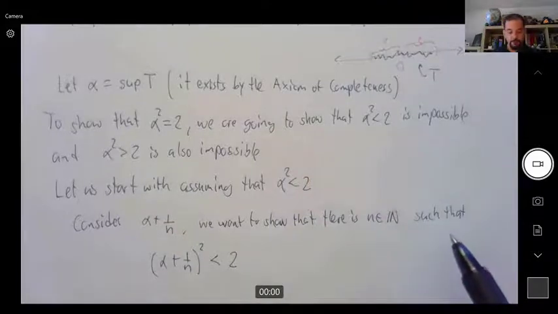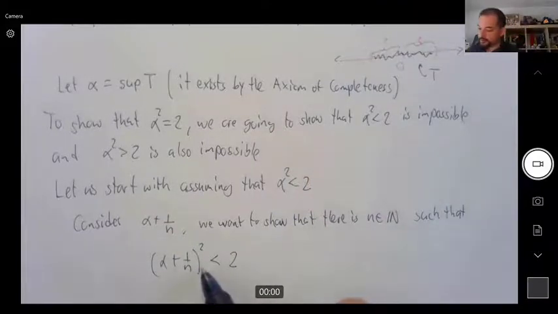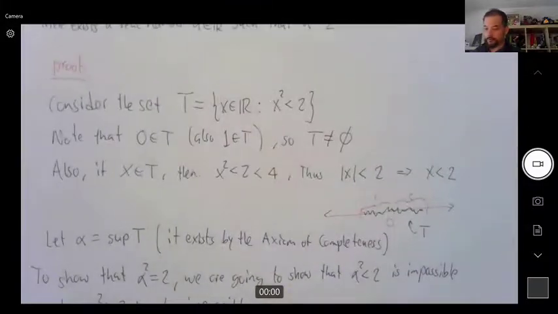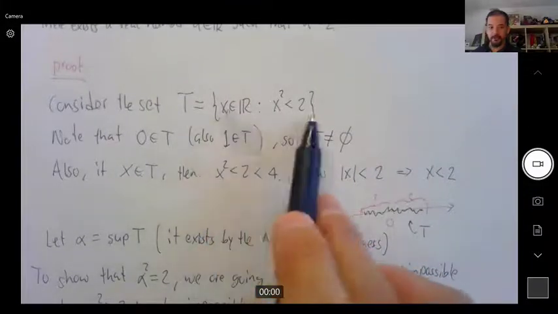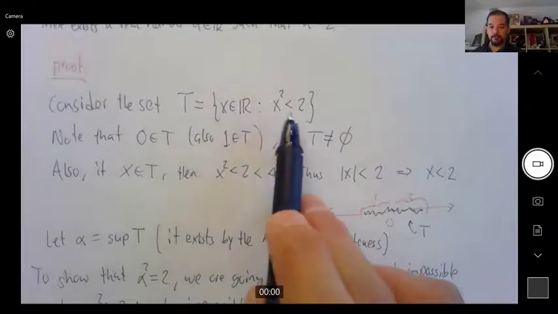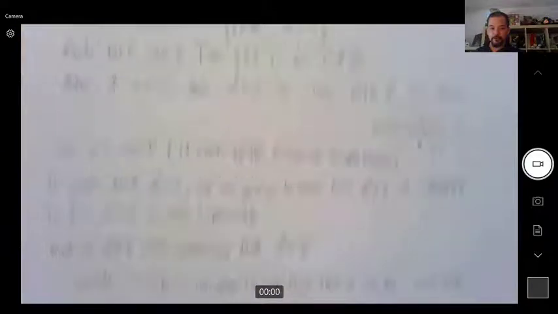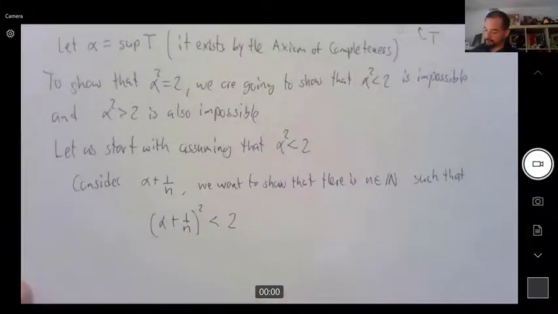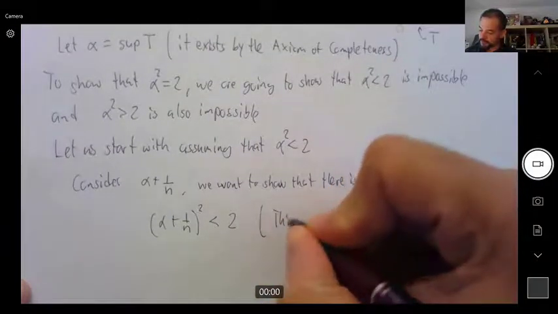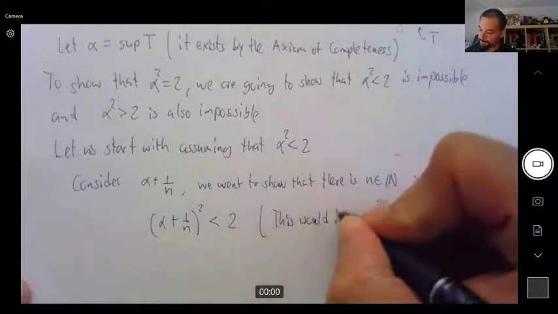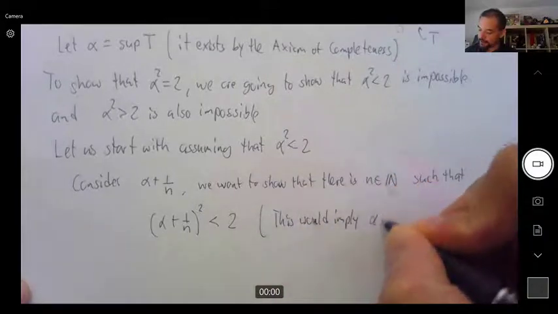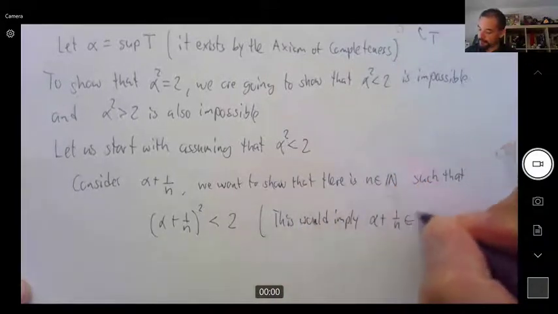Because if we do that, this would tell us that this number alpha plus 1 over n belongs to t. Let's go to the definition of t. It's right here. t are the numbers such that when you square them, you get less than 2. So this would tell me that this number is in t. This would imply alpha plus 1 over n belongs to t.